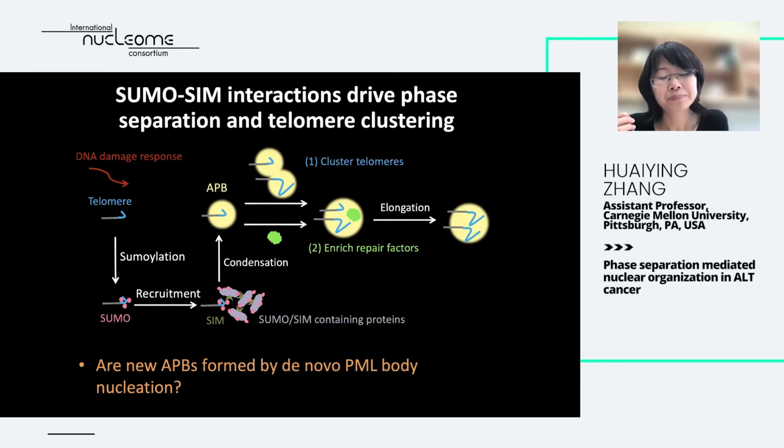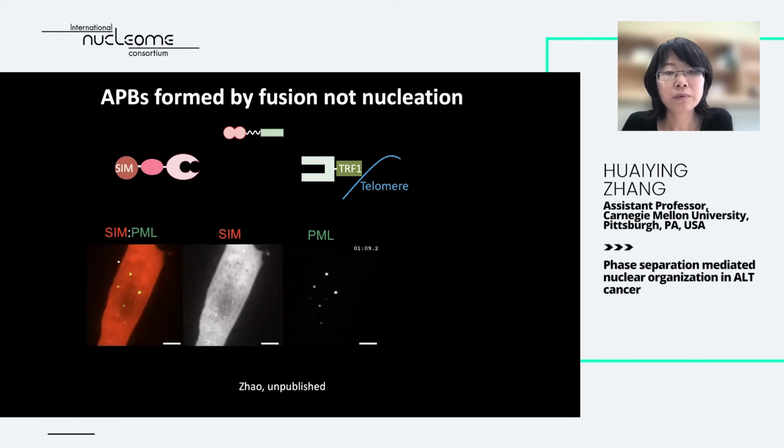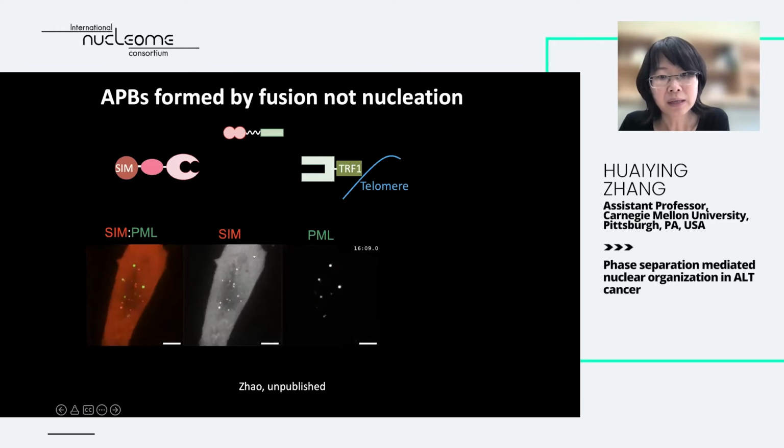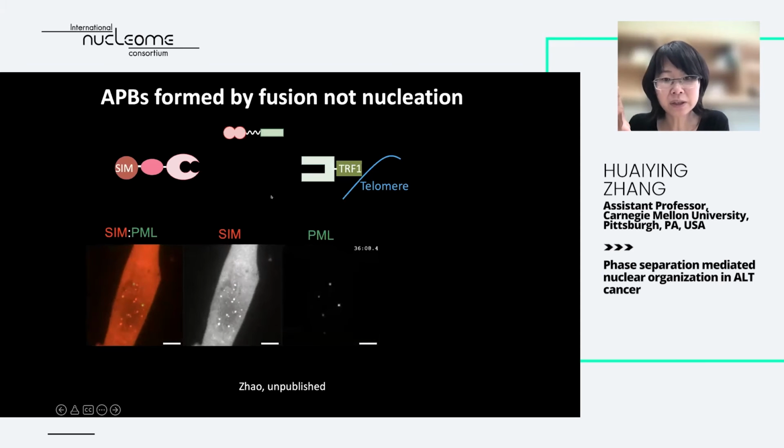Next, we want to ask, are the new APBs that we show with immunostaining actually formed by the de novo nucleation of PML bodies on the telomeres, like we hypothesized here, where the SUMOylated telomere will recruit those proteins and leads to phase separation. So to answer this question, what we did is we now don't label the telomere channel. Instead, we label the PML protein with the green channel. And now we recruit SIM. You can see now some foci have started to increase because now they go to the telomeres.